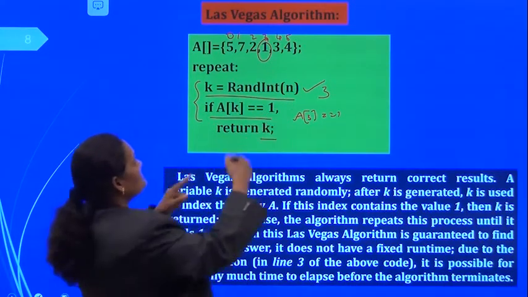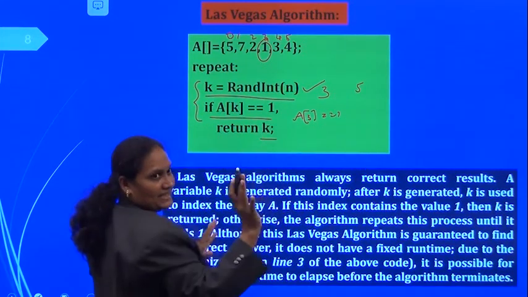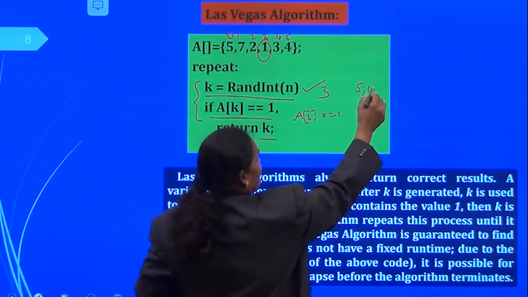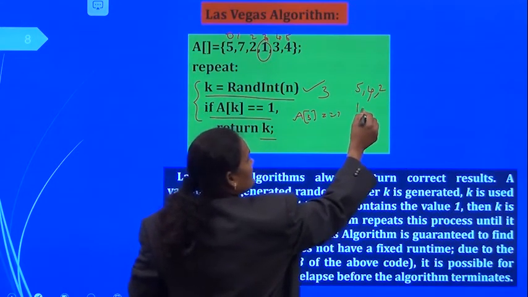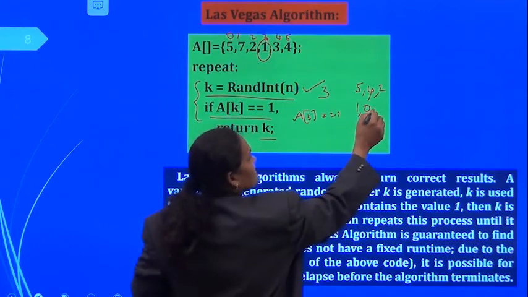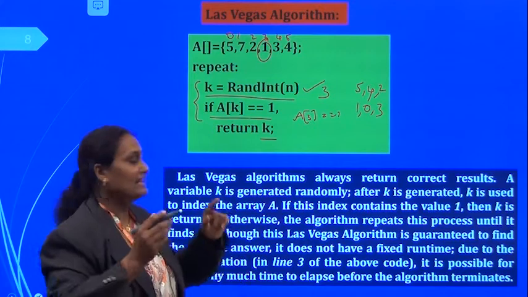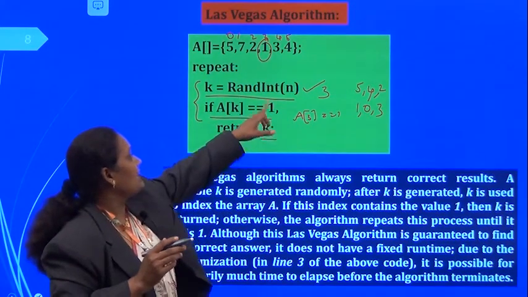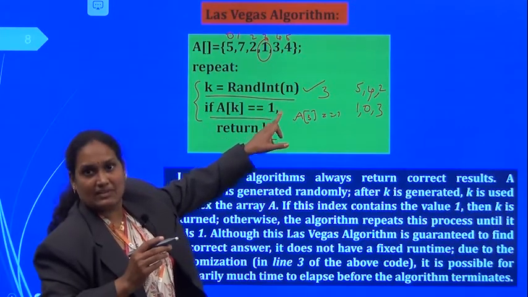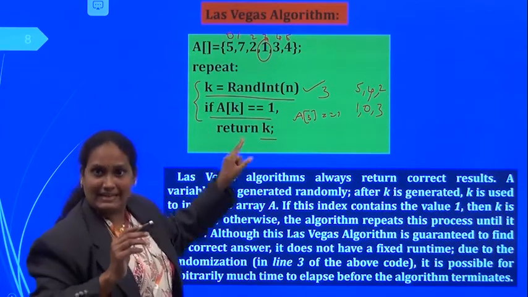So in the first case, it may generate 5. In that case, the k cannot be returned. In the second case, it may generate 4. In the third case, it may generate 2. In the fourth case, it may generate 1. In the fifth case, it may generate 0. In the sixth case, it may generate 3. So at some place, it generates the value 3 and it finds the element A of k is equal to 1. So that's why it always gives a correct result.